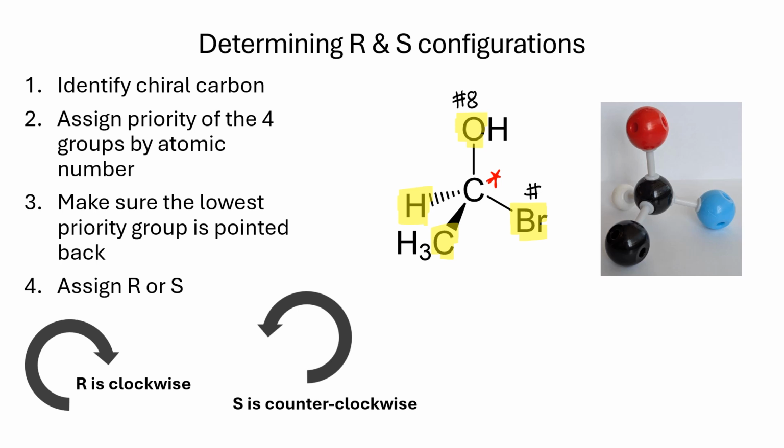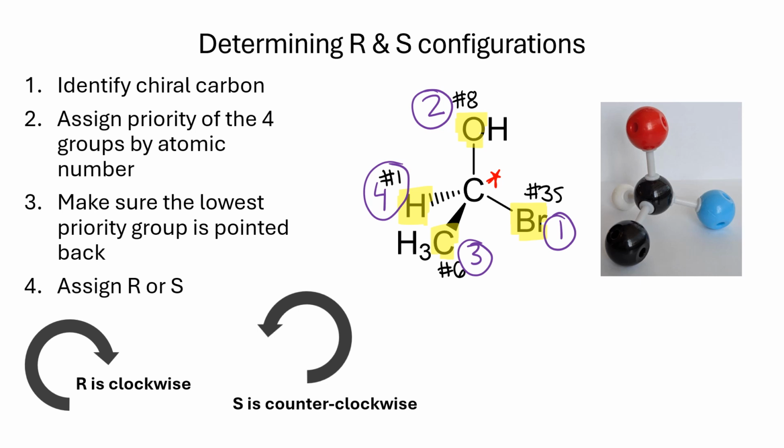Bromine has an atomic number of 35. Carbon has an atomic number of 6. Hydrogen has an atomic number of 1. But you've got to remember that the highest atomic number gets the highest priority. So this is our highest priority. This is our second priority. This is our third priority. Hydrogen at the back is our fourth priority.